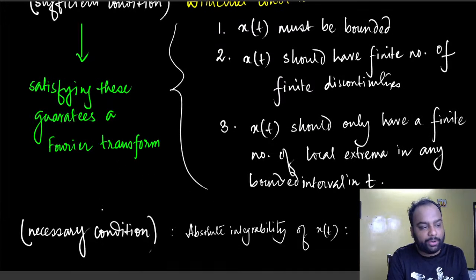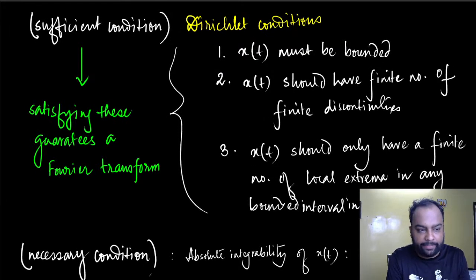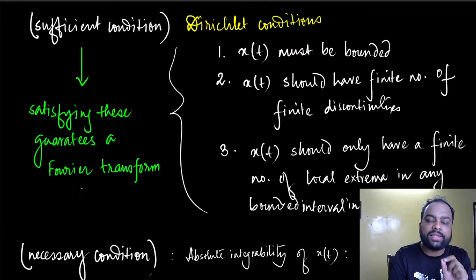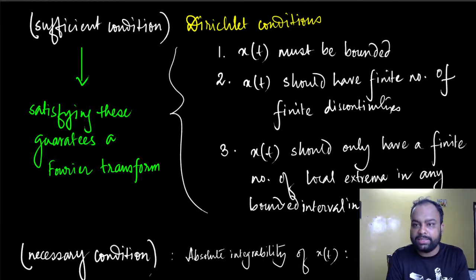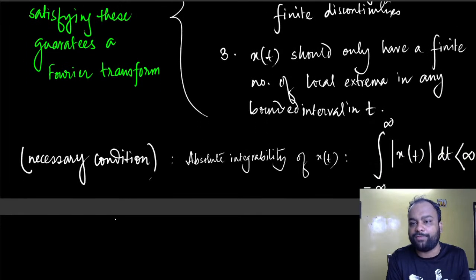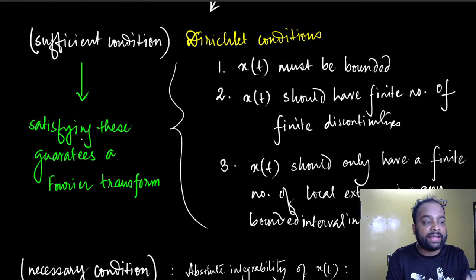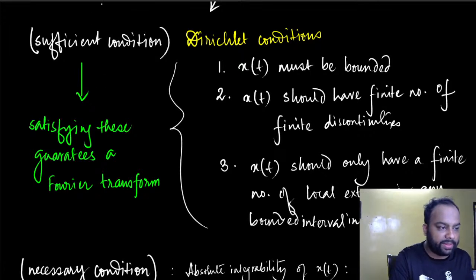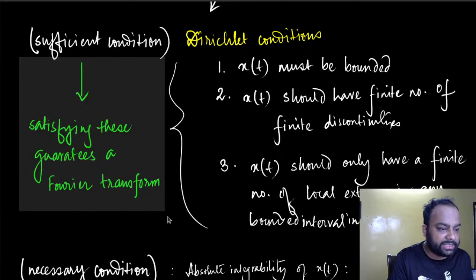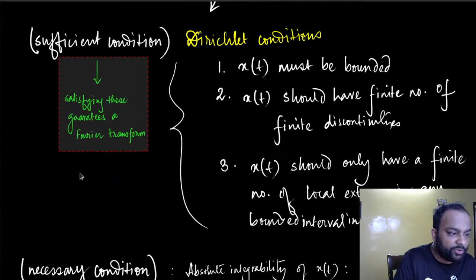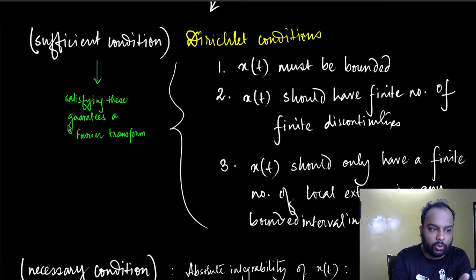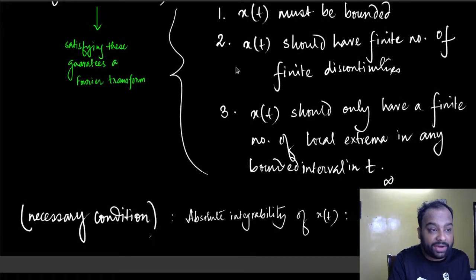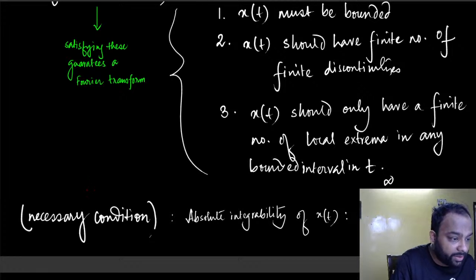So a signal might be in between. It satisfies the necessary condition and does not satisfy all the sufficient conditions, but the signal might still have a Fourier transform. But if the signal violates the necessary condition, then it is guaranteed that the signal will not have a Fourier transform representation. And if the signal satisfies the sufficient condition, then it is guaranteed that it will have one. That is how necessary and sufficient conditions in mathematics work. If you satisfy the sufficient condition, it is guaranteed to be positive, and if you violate the necessary condition, it is guaranteed to be negative.